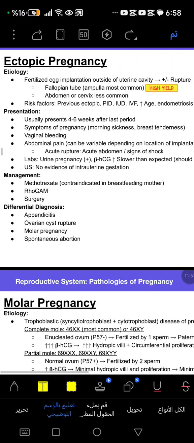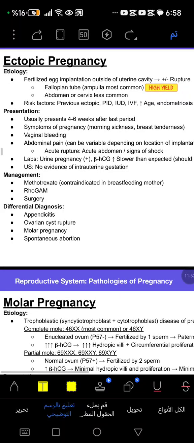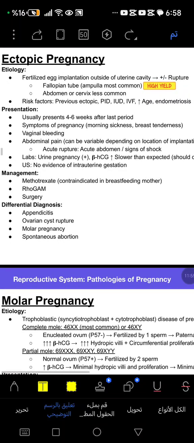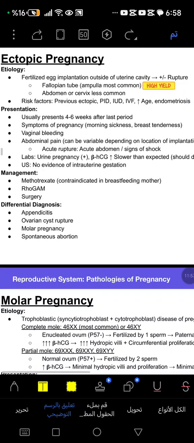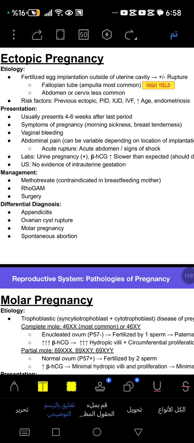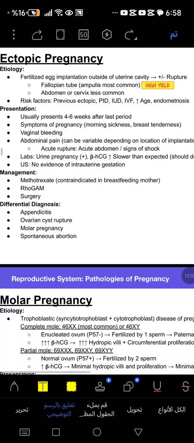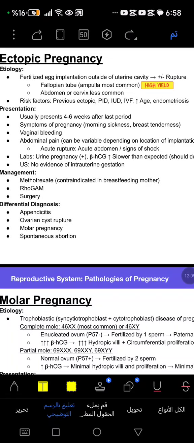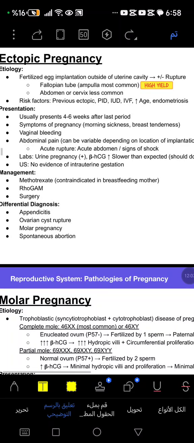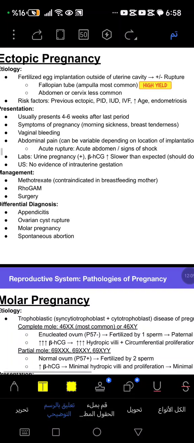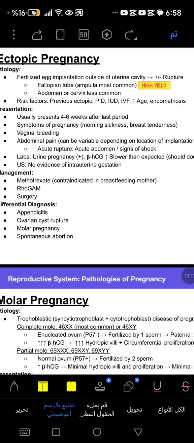Don't forget that information. If your beta HCG is 2000, you should be able to see an intrauterine pregnancy through transvaginal ultrasound. But if your beta HCG is 6000, you should be able to see it through abdominal ultrasound. So thank you.